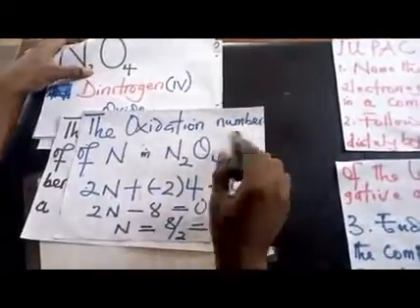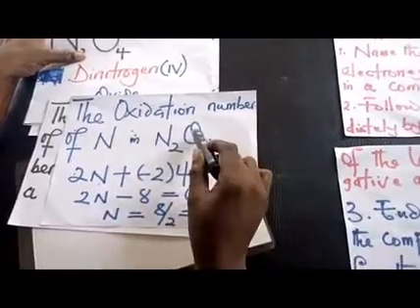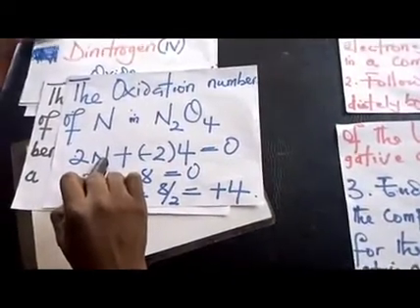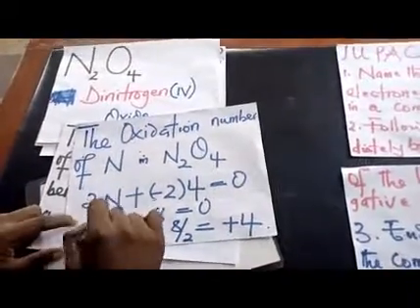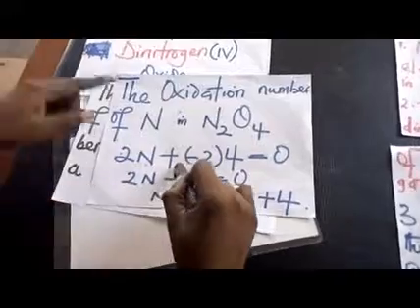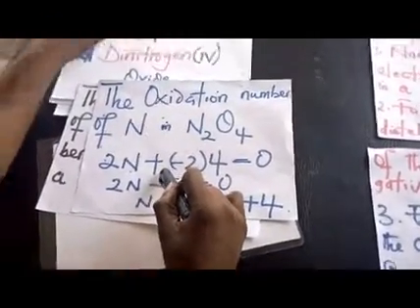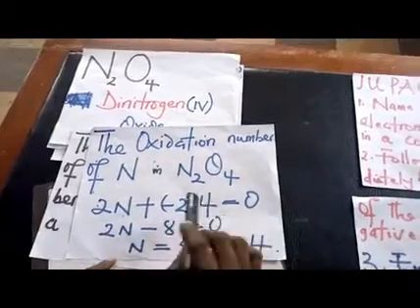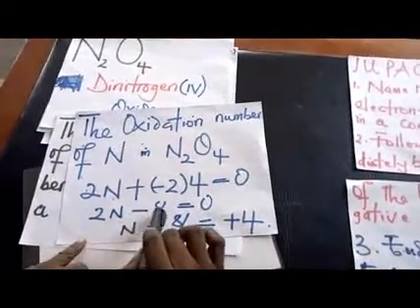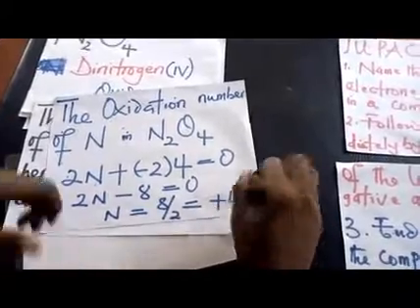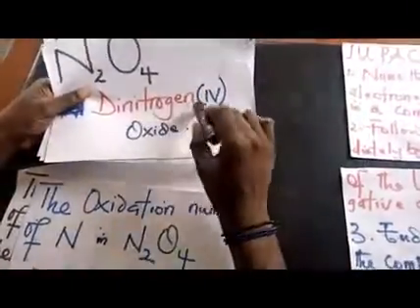Now, the oxidation number of nitrogen in N2O4 is, there are 2 atoms of nitrogen, so we say 2 times N. We're trying to get the oxidation number of nitrogen, plus the oxidation number of oxygen is commonly -2. So -2 times 4, that gives us -8. So 2N minus 8 equals 0. You look for what N is, so it gives us +4. So as such, we address that compound as dinitrogen 4.